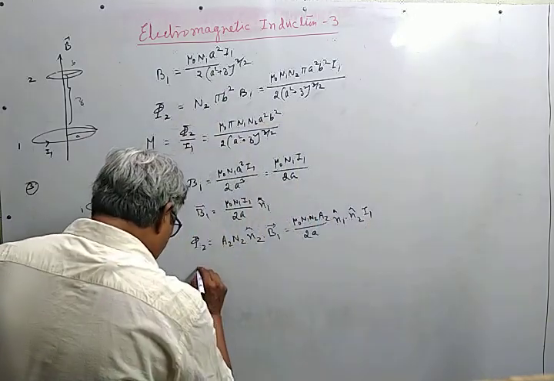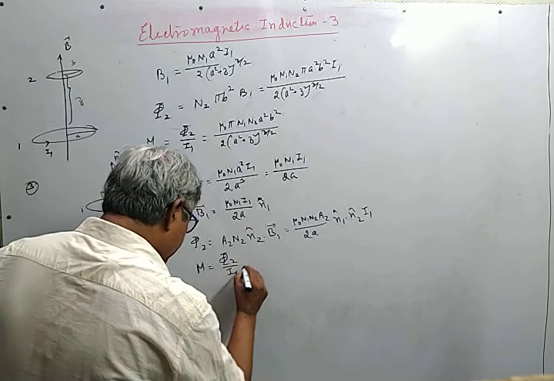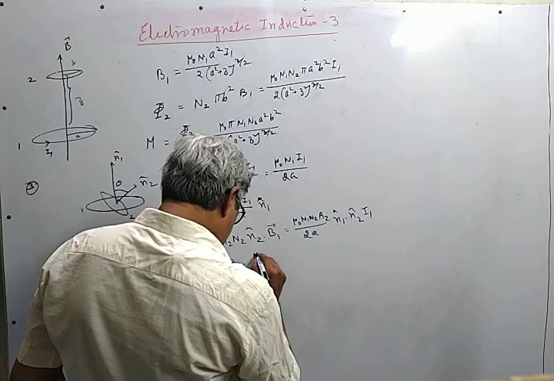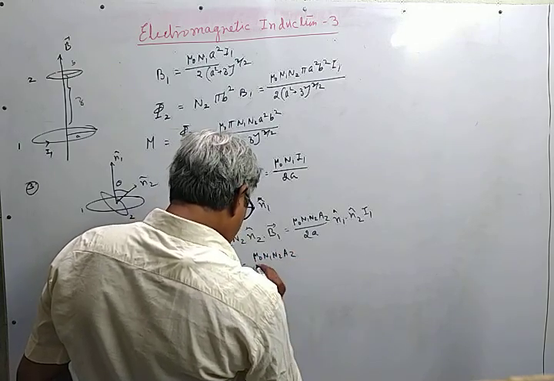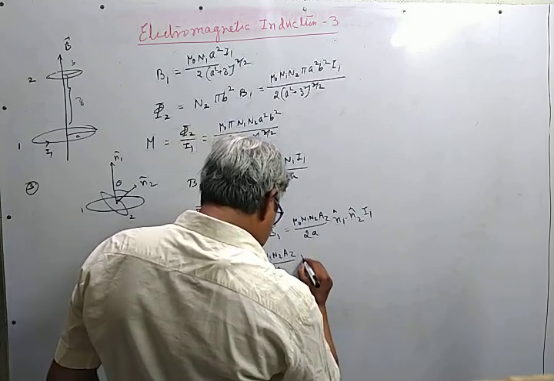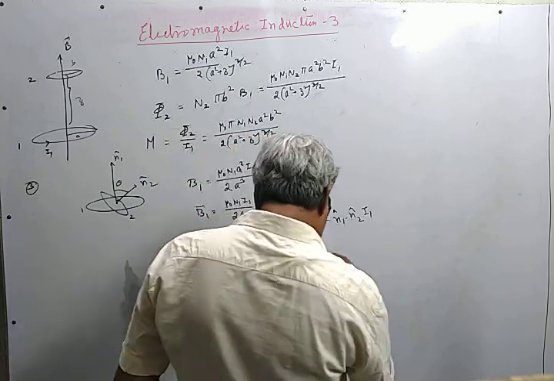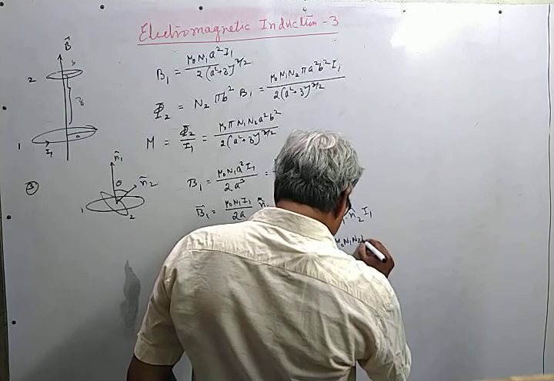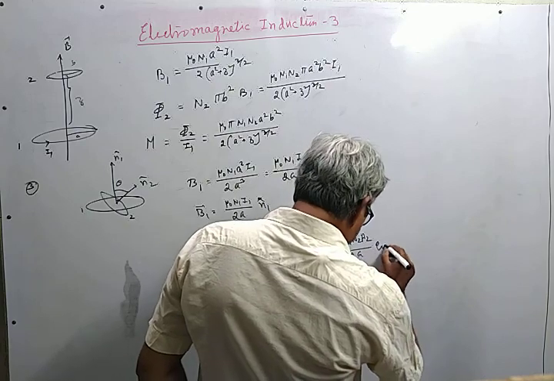So M is equal to phi 2 by I1, which is equal to mu 0 N1 N2 A2 by 2a times n1 dot n2, and this is equal to mu 0 N1 N2 A2 by 2a cos of theta.